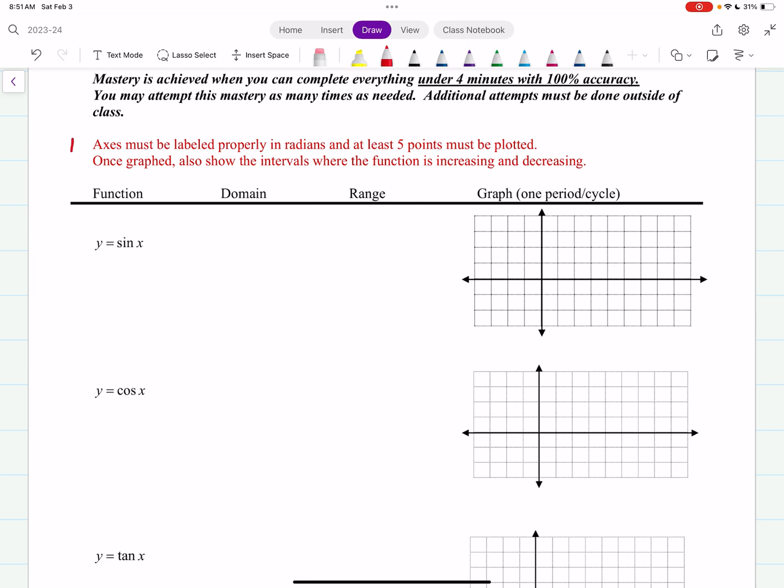So we got two things that we have to do. Axes must be labeled properly in radians. At least 5 points must be plotted. This is for sine and cosine. So sine and cosine of x right here, and then 3 points for tangent. Also in asymptotes, because this function's undefined at certain places. And then we want to figure out on the intervals where the function's increasing or decreasing.